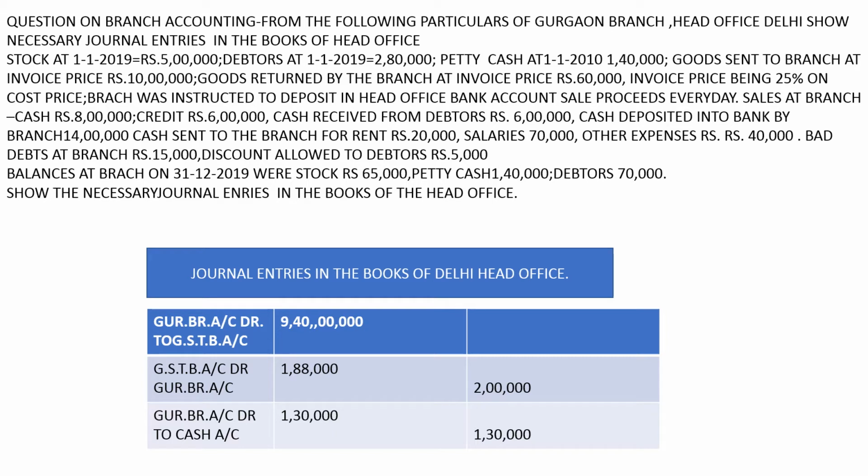Branch was instructed to deposit in the head office bank account sale proceeds every day. That is the instruction given by the head office to the branch, that whatever goods are sold by you on any day for cash, you will deposit in the bank account.